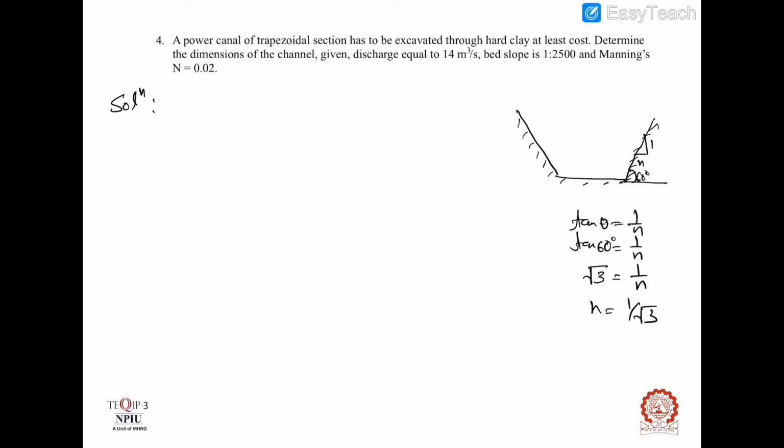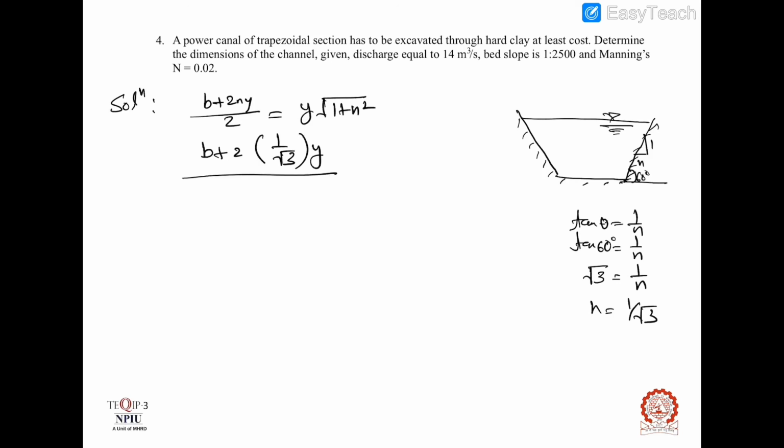Also, we know the condition for most economical section for trapezoidal channel is (b plus 2ny) by 2 is equal to y root over 1 plus n square. So substitute this n value here: (b plus 2 times 1 by root 3 into y) divided by 2 is equal to y root over 1 plus 1 by 3. After solving this, we will have relation between b and y, that is b is equal to 2 by root 3 y.